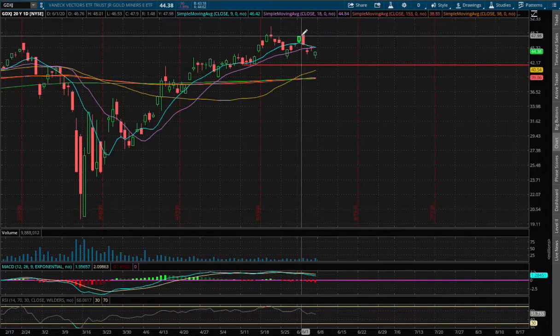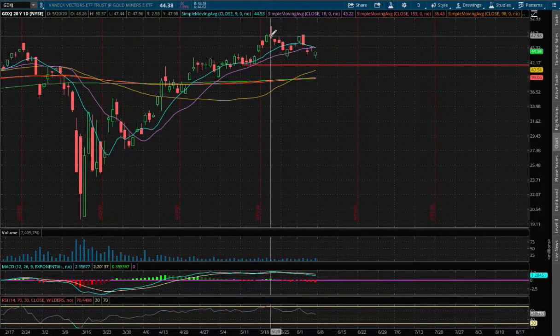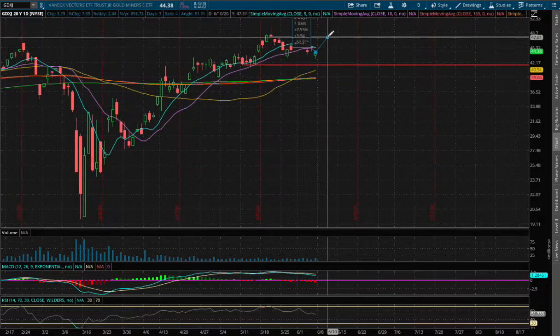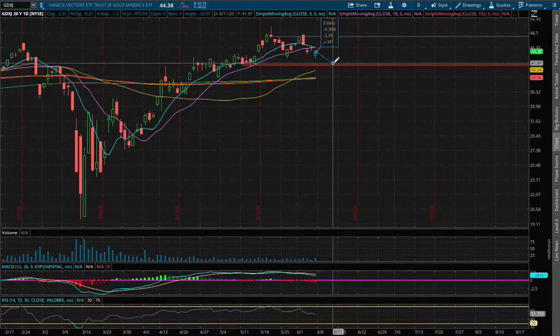And to the upside, I do see resistance at around a price of $48. We see one back in May 20th and as well as June 1st. So to the upside, from where we are at to hit the resistance, that is roughly around 8% to the upside, and to the downside, it is around 5.6%.